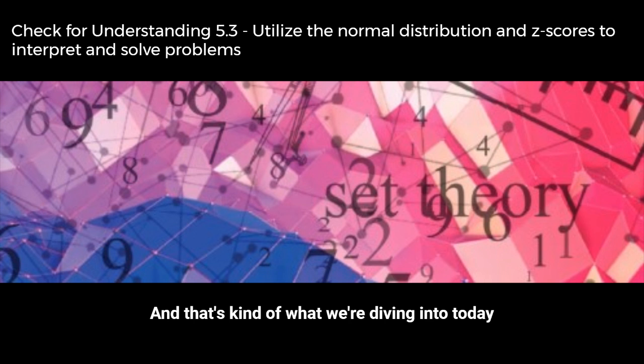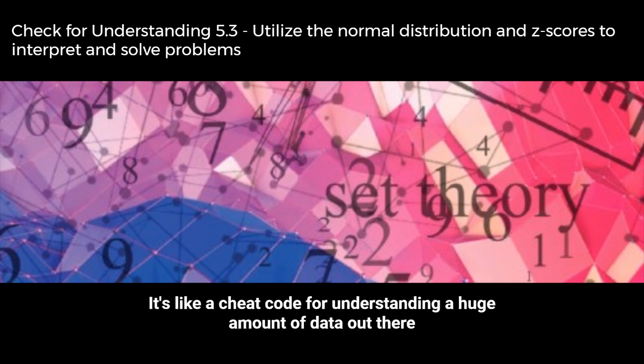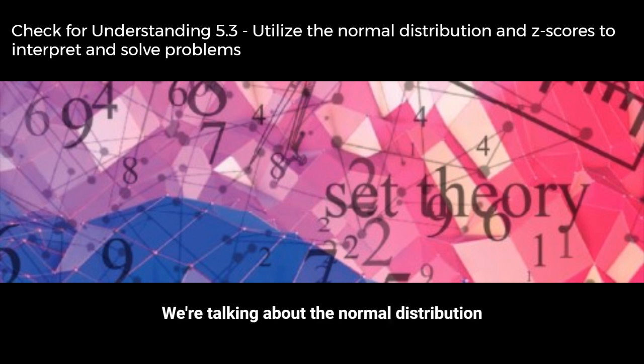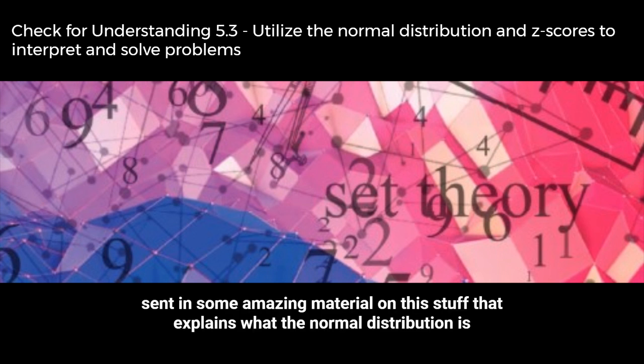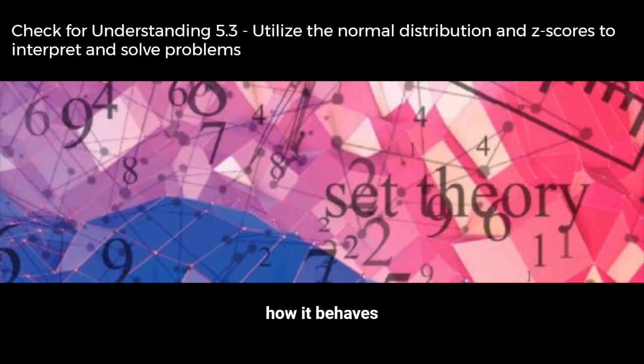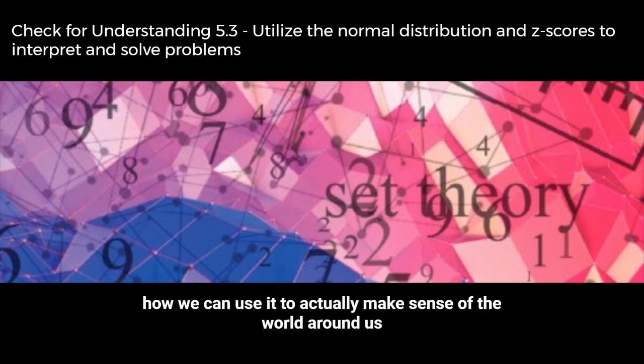Exactly. And that's kind of what we're diving into today. It's like a cheat code for understanding a huge amount of data out there. We're talking about the normal distribution, sometimes called the bell curve, sometimes the Gaussian distribution, all the same thing. That's right. And you, our listener, sent in some amazing material on this. Stuff that explains what the normal distribution is, how it behaves, and most importantly, how we can use it to actually make sense of the world around us.